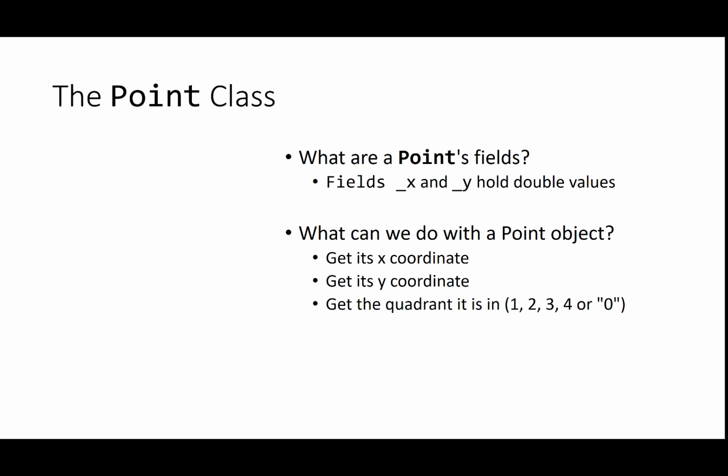So the Point class has an X and a Y value. It also has some capabilities, some things that we can ask it. These are methods, and we'll see them defined in just a second. We can ask a point, hey, what's your X coordinate value? What's your Y coordinate value? What quadrant are you in? If you remember the quadrant system, it's one of the four quadrants, or we're going to say 0 is anything on an axis.